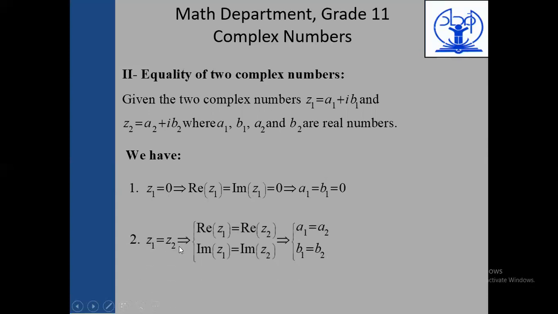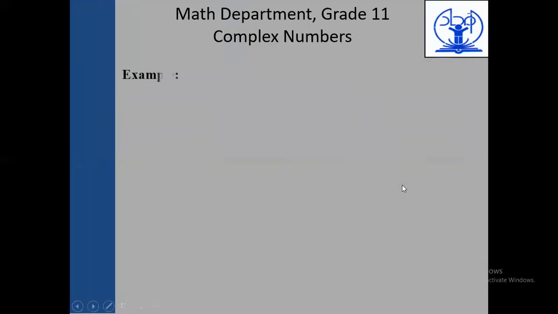In general, if you have two complex numbers, z1 and z2, for these two complex numbers to be equal, then the real part of the first complex number must be equal to the real part of the other one, and the imaginary part of the first complex number must be equal to the imaginary part of the second complex number. Consequently, a1 must be equal to a2, and b1 must be equal to b2.